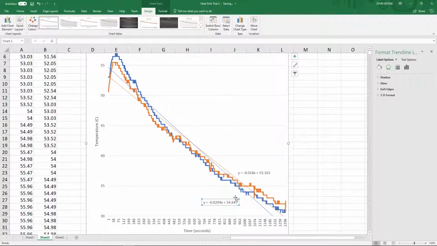Now we can compare their values right away. Most importantly, we're interested in the slope value. And I see that this is a larger negative value compared to this one. So that means that it is a steeper line. And those two slope numbers are the things that we really want to compare when we talk about the effectiveness of our heatsink.